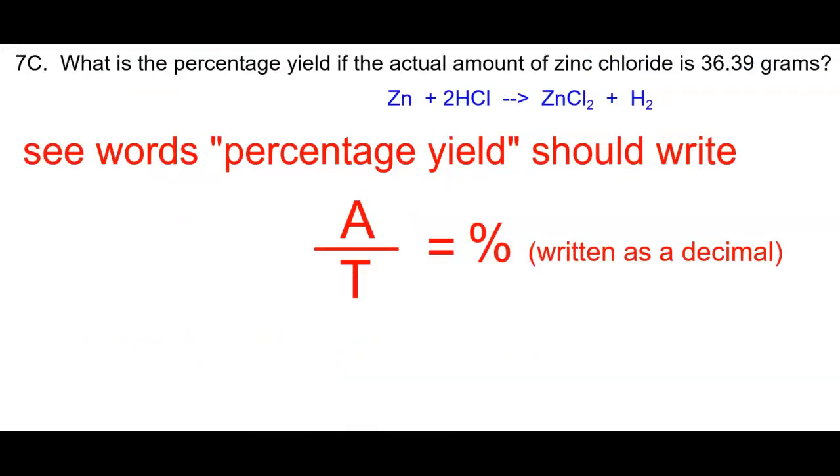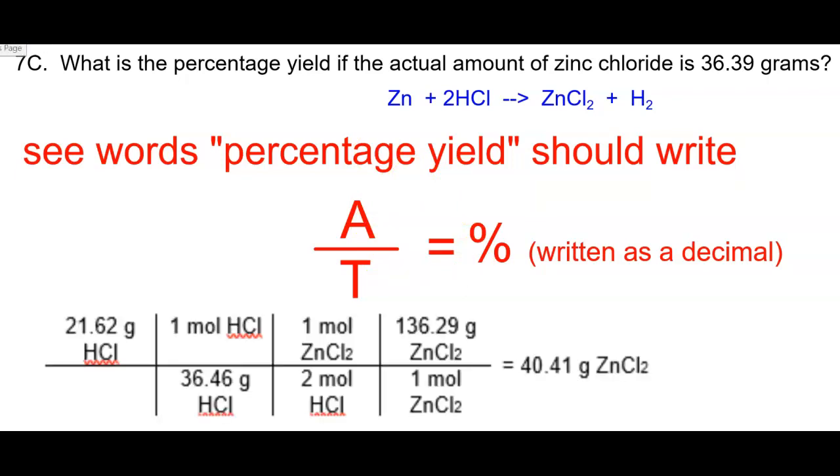Okay, last kind of example that we're going to go over for this set of notes. What is the percent yield if the actual amount of zinc chloride is 36.39 grams? So see the words percent yield, you should write this. If you see the words percent yield in any calculation, I would automatically jot down A over T equals percent. You don't have to write this part, but I want you to remember that percent will be written as a decimal. So if you see the words percent yield in any problem, I would write A over T equals percent over to the side of the problem, because you know you're going to have to use this to calculate the answer, pardon me.